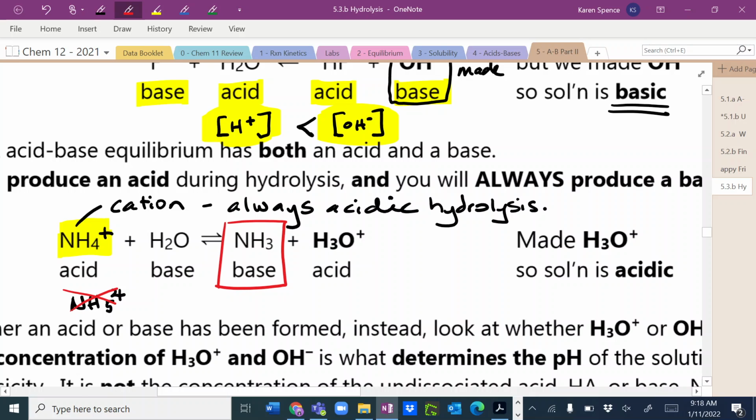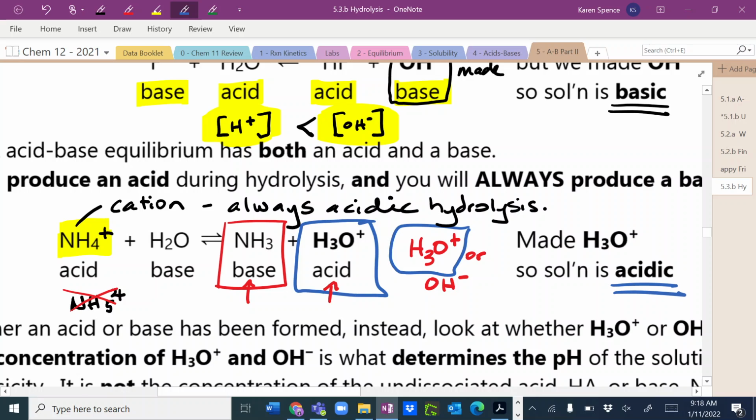Now remember, we're not looking at whether it made a base or an acid, because this reaction made both a base and an acid. We need to look at whether it made hydrogen or hydroxide. We won't actually see hydrogen here, so I should write H3O+ or hydroxide. In this case, we have H3O+, and if we have H3O+, that means our solution is acidic. So don't make that mistake. Don't say, oh, I made a base, it must be basic. No, look for hydronium or hydroxide. Okay?